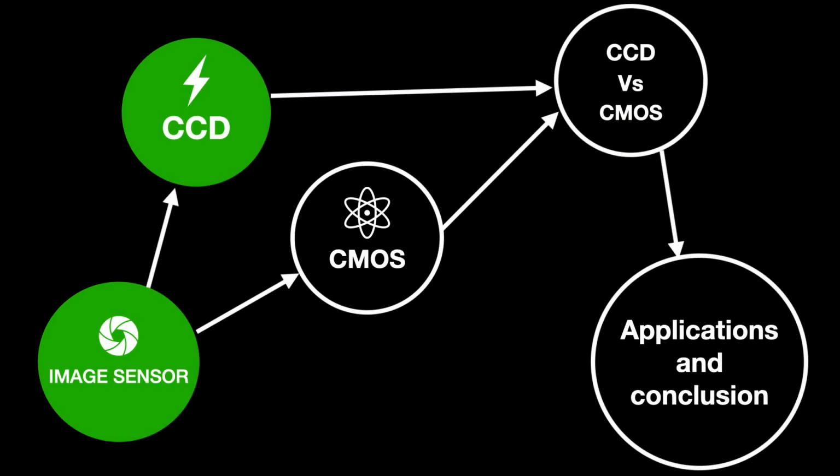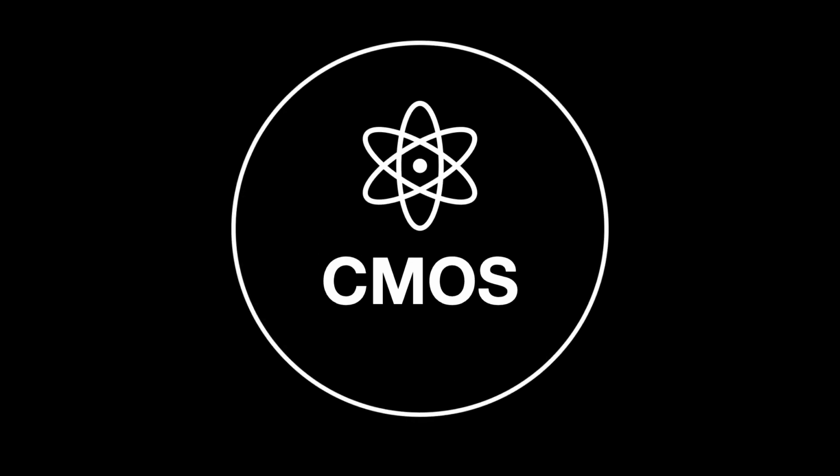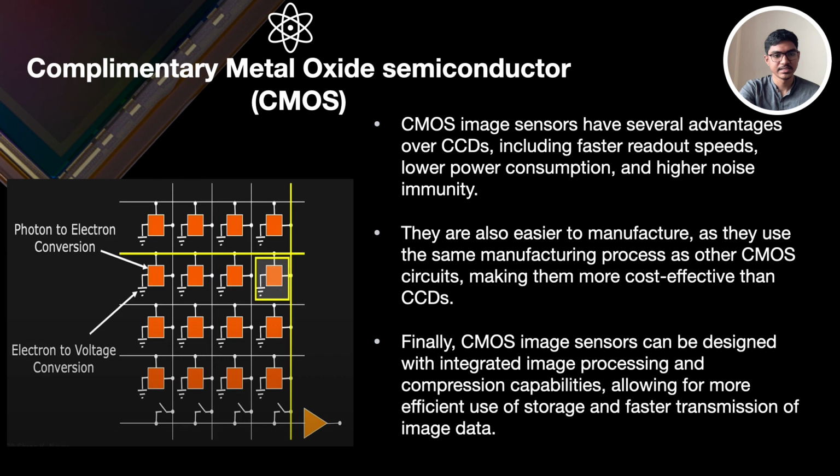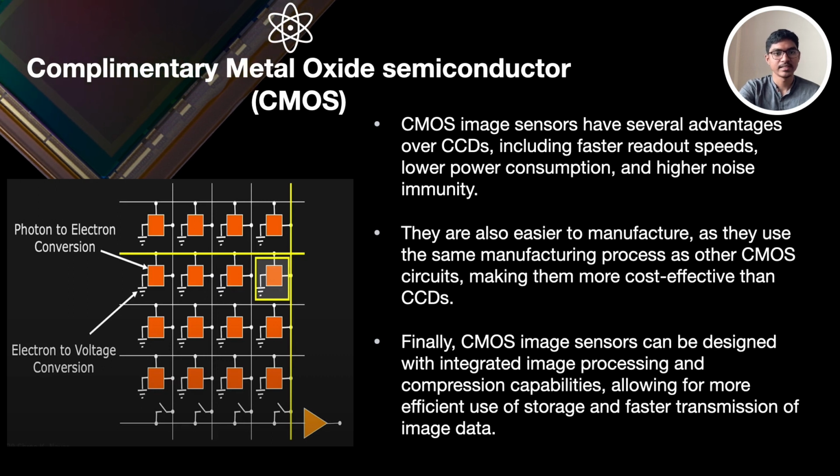Now we'll jump on to the CMOS sensors. CMOS stands for complementary metal oxide semiconductor. The light enters the CMOS sensor through a lens and falls on a grid of pixels, same as the CCD sensors. Each pixel consists of a photodiode, which is a type of semiconductor device that converts the photon of light into electrical charge. When the photon of light strikes the photodiode, it creates an electrical charge that is proportional to the intensity of the light.